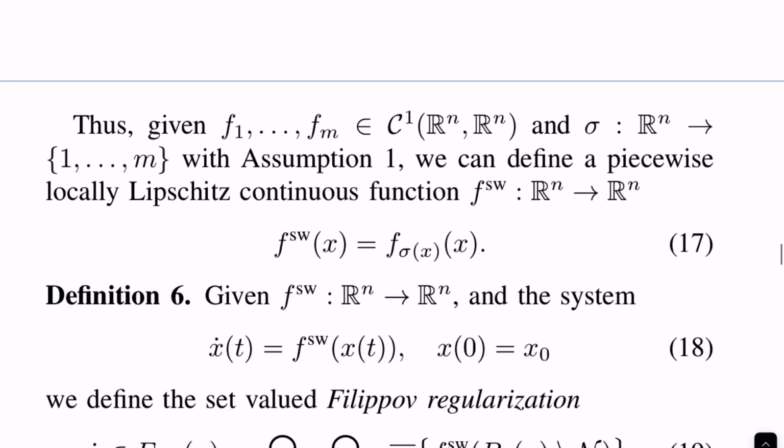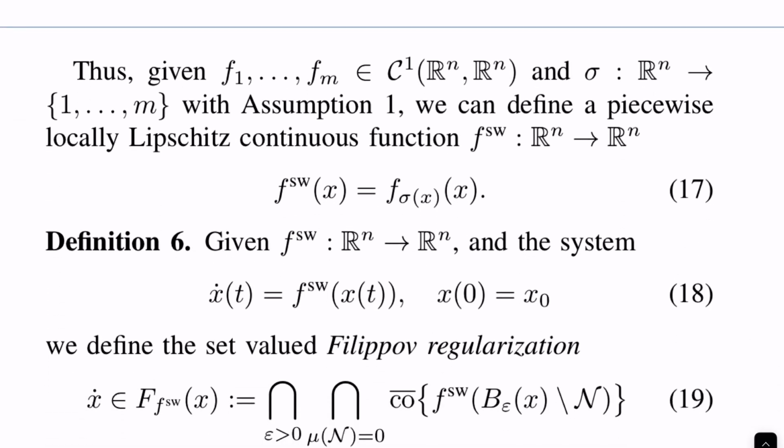All right, and then thus given, we have as basis functions, continuous differentiable functions from Rn to Rn. Okay, and we have this switching function, right? Again, we are looking at one value, right? That means this is a function. This is not a set-valued map or something. Okay, I'm going to give you an x, and then you're going to give me some integer from 1 to m. Okay, this is the deal.